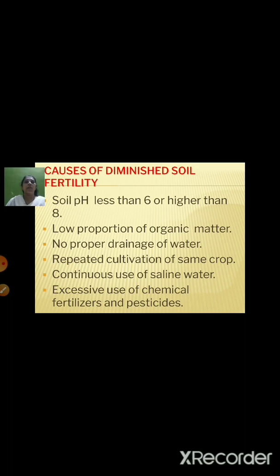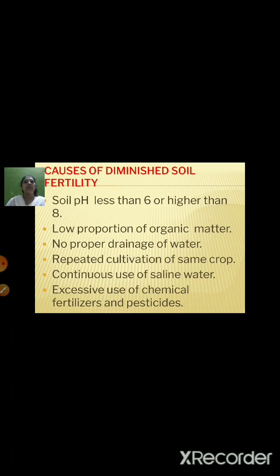There is no proper drainage of water. That means the water does not flow away properly. Repeated cultivation of the same crop. Repeated cultivation means if you are cultivating wheat, again you should not take wheat. If you again and again take wheat, then the soil fertility will decrease.